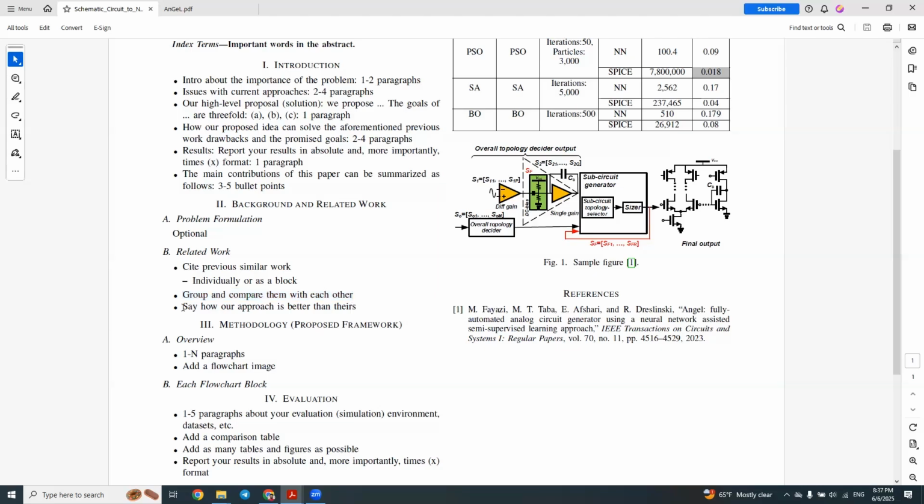The last thing, which is very, very important, is to say how our approach is better than others. For each of these blocks of previous work, we should say, for instance, that they were using supervised learning. That is their problem, and our approach, because it's not supervised learning, has, for example, less training data. It's very, very important that we say how our approach is better than the other approaches.